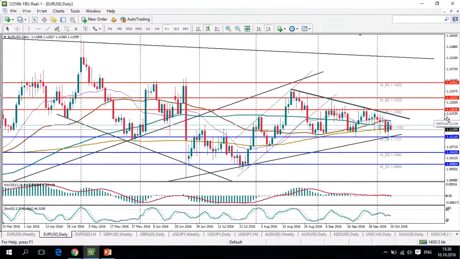To see the picture in greater detail, we visit the daily chart. Here I have some indicators applied.